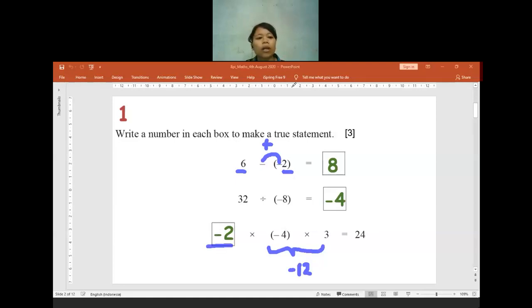Is there anyone who has a question for question 1, or is still confused? Hello? No, teacher, not confused. Okay. Really, for sure, no confusion? Yeah. Okay. If you are not confused, I will continue to the next question.